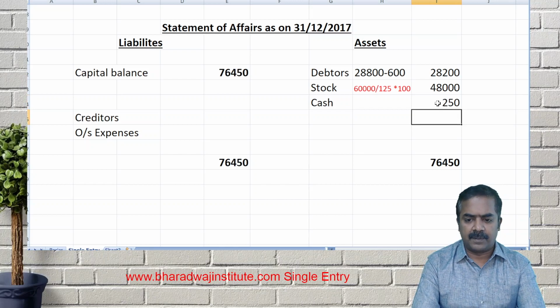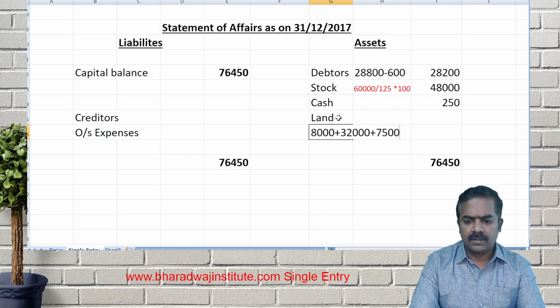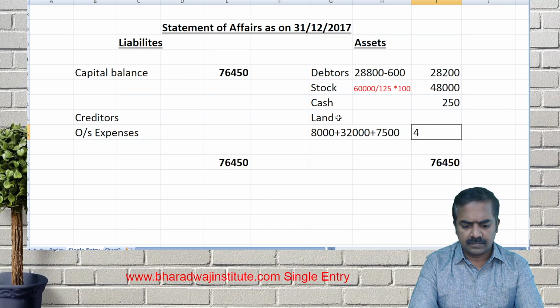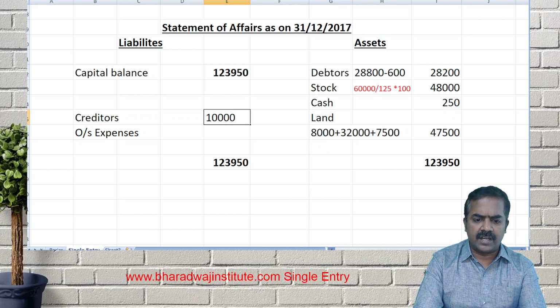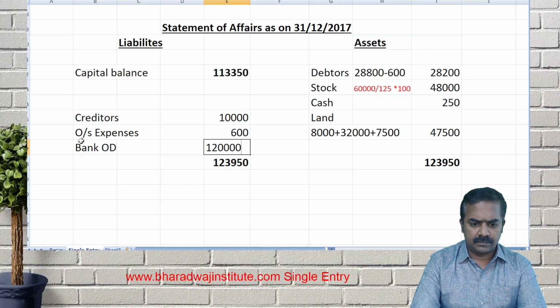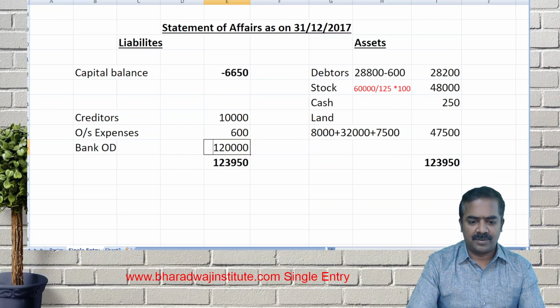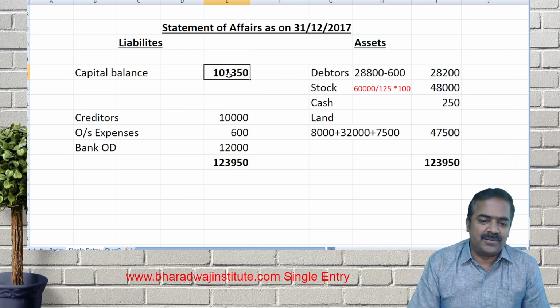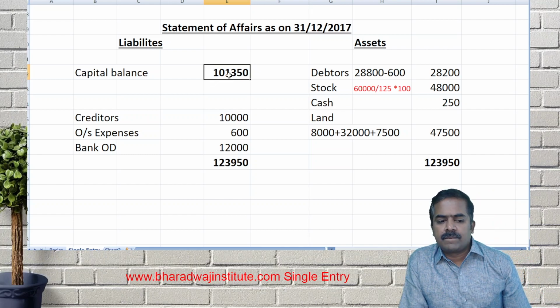Cash balance, then land purchased order cost 47,000 advance we have given, plus various charges 8,000 plus 32,000 plus 7,500. What is the total? 47,500. Then on the liability side, creditors, 10,000, outstanding expenses 600, bank OD, total 1,01,350.